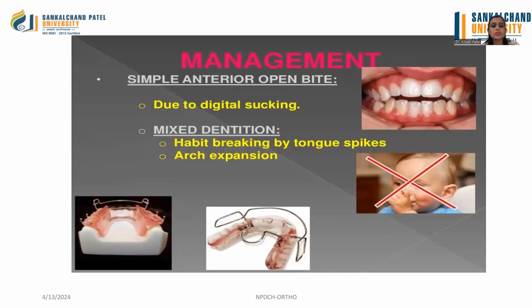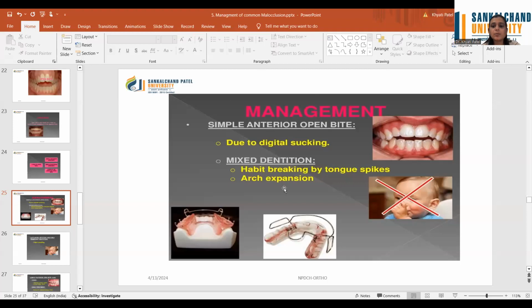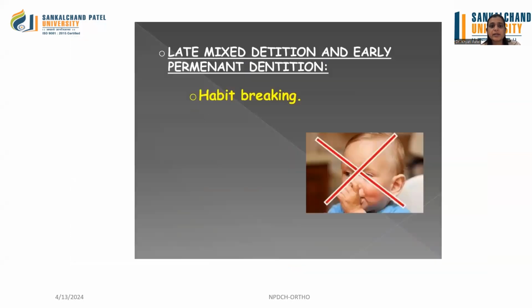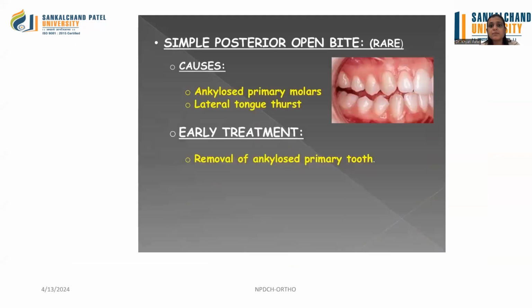So how will you manage the open bite? In open bite management, we can correct the simple anterior open bite, which may have developed with habits, for example digit sucking in the mixed dentition. So we have to stop the habit first. We use habit breaking appliances, that is a tongue spike or arch expansion appliances. If the patient comes in the late mixed dentition period and early permanent dentition period, we should first use a habit breaking appliance.